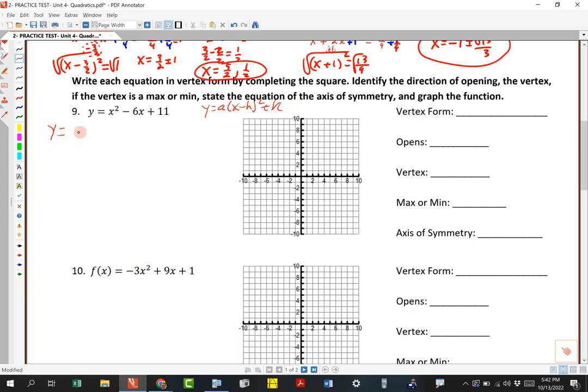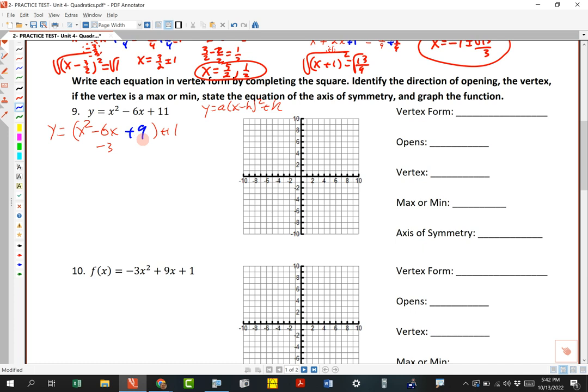I'm going to save room to complete the square by writing it like this. I'm going to bump this 11 way out on the end here, and I'm going to put parentheses around this. Now, if I don't have a leading coefficient of positive 1, I'd have to factor that out. I get lucky on this one. So I'm going to take half of this middle coefficient, which is a negative 3, and then I'm going to square that. So I add 9 here.